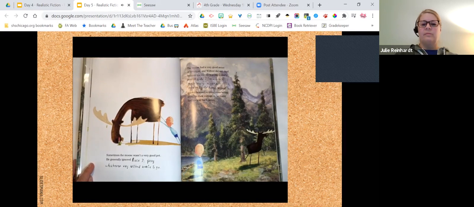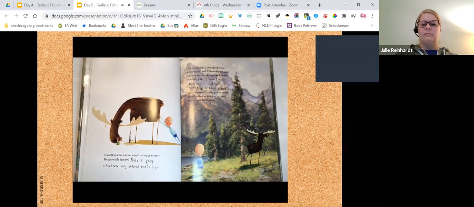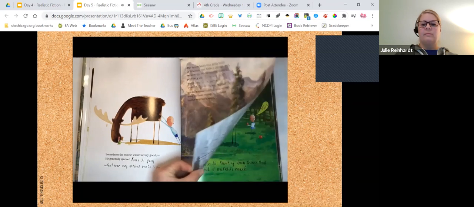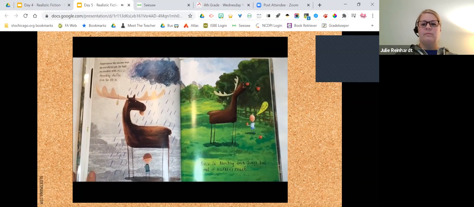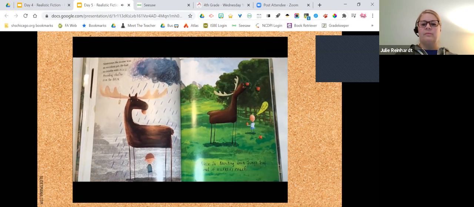Sometimes the moose wasn't a very good pet. He generally ignored rule number 7, going whichever way Wilfred wants to go. The moose had a very good sense of direction and Wilfred did not. And because the moose was particularly poor on rule number 7, subsection B, maintaining a certain proximity to home, Wilfred quickly learned to bring some string along on their outing so he could find his way back again. Sometimes the moose was an excellent pet. He had no trouble with rule number 11, providing shelter from the rain. On rule 16, knocking down things that are out of Wilfred's reach. Good work!